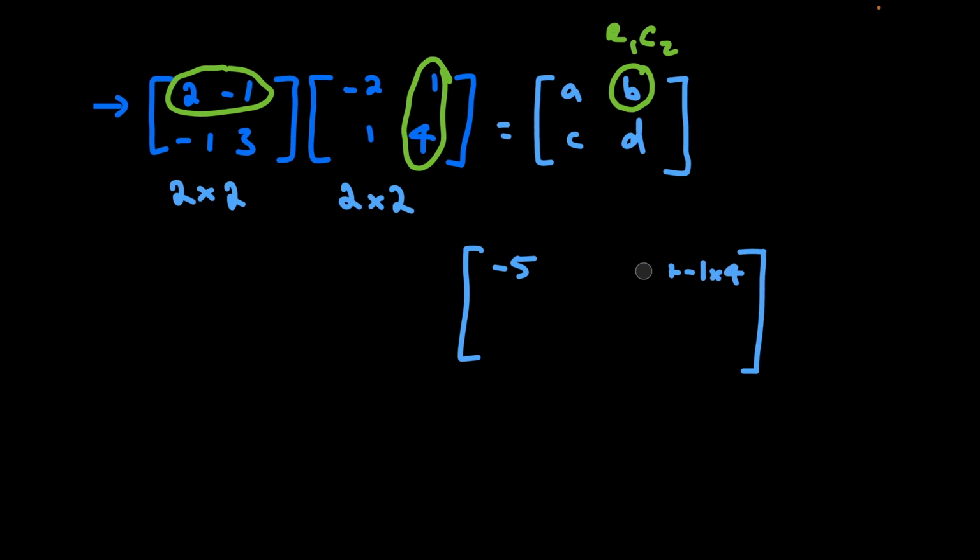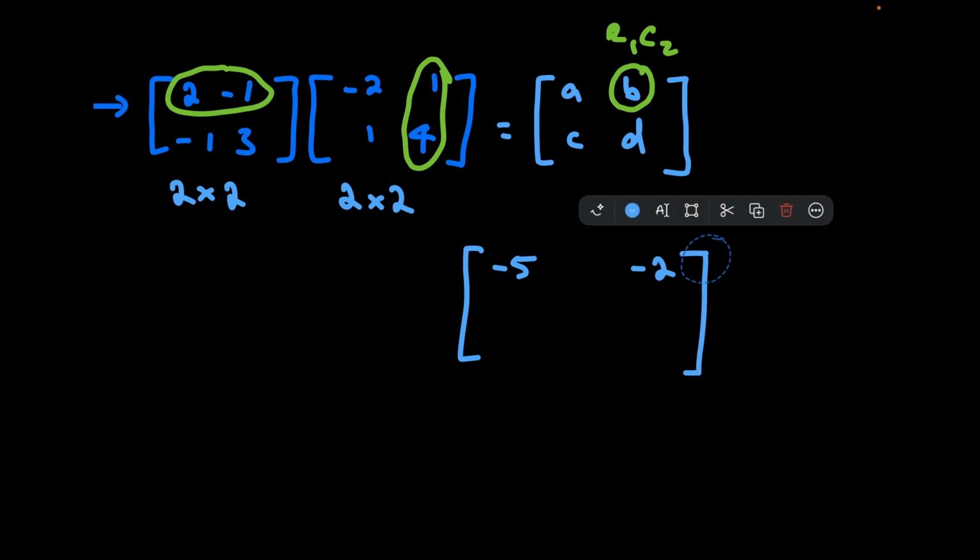And 2 times 1 is just 2, and then -1 times 4 is just -4, and 2 minus 4 is simply -2. So that is the value of B. Let's speed up the process.